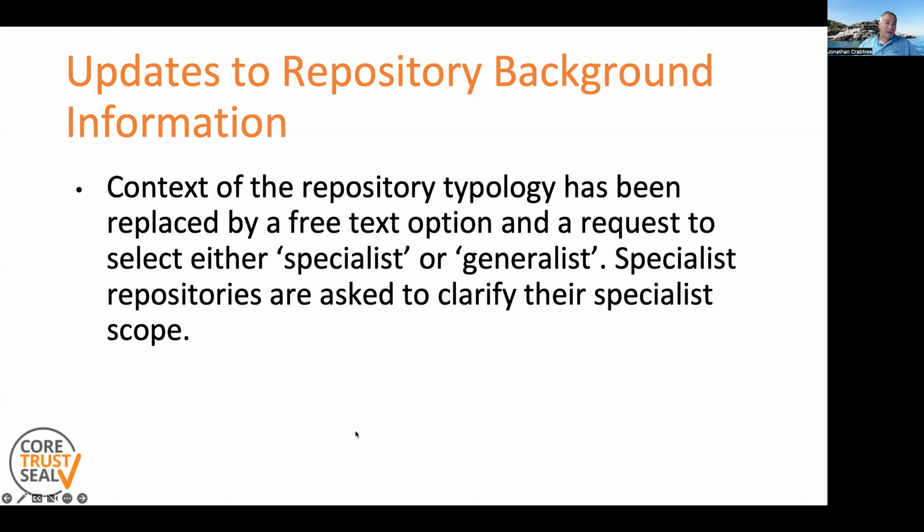In addition, in R0, as I mentioned, that is that 17th requirement in my estimation, but that context of the repository, there used to be a typology that allowed you to select that, and it was very confining. So we opened that up and made a free text option and allowed the applicant to state exactly what type of repository they are. They can select either they're a specialist or a generalist. And if they are a specialist, they can clarify which specialty their repository is geared toward.